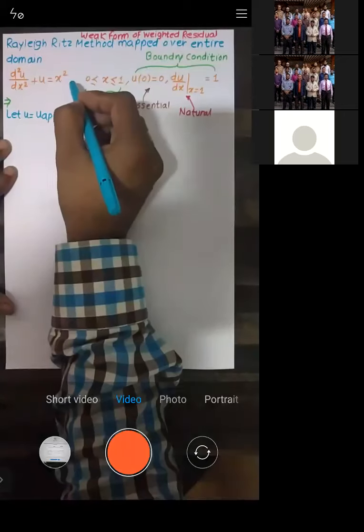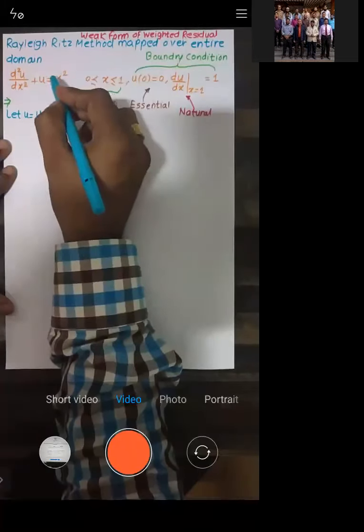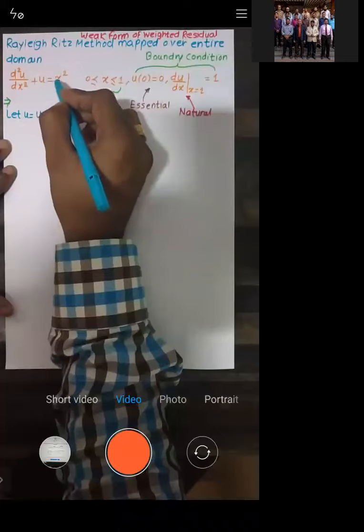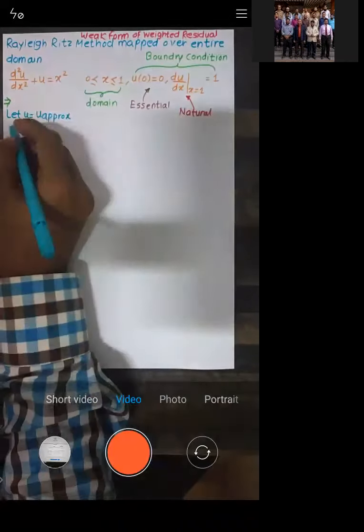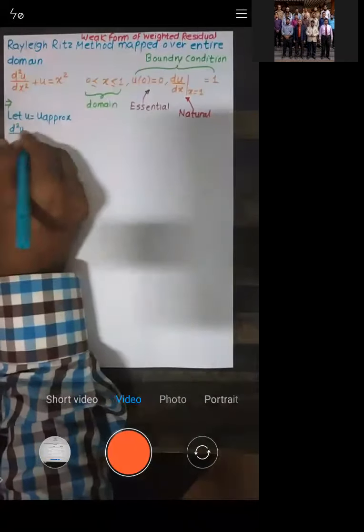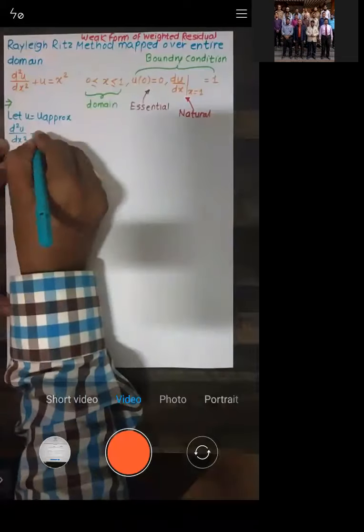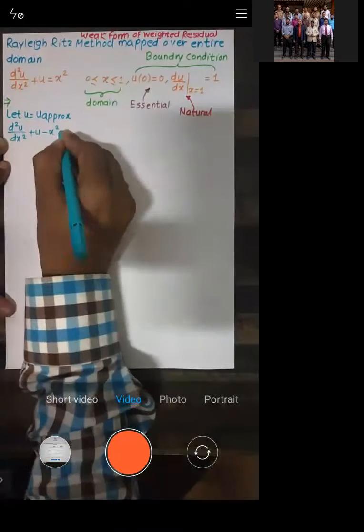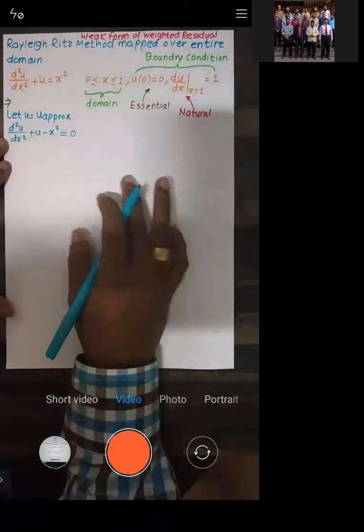Your right hand side should be equal to 0. When you bring this x square to the left hand side, it becomes minus x square. I'll just write down that d square u by dx square plus u minus x square is equal to 0. This is what will happen.